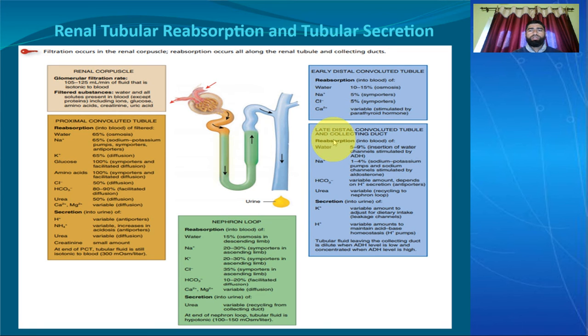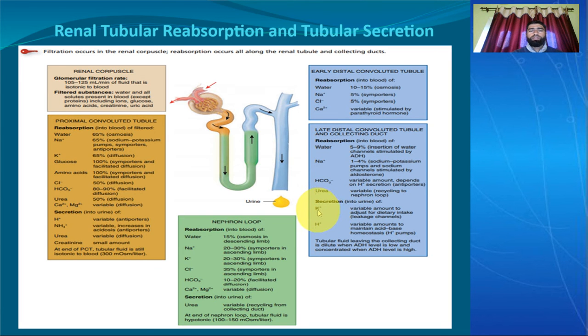Late distal convoluted tubule and collecting duct. You can see water 5 to 9%, under the effect of ADH, anti-diuretic hormone. Sodium 1 to 4%. Bicarbonate in variable amounts, and urea is recycled. Urea recycling will be seen later on.